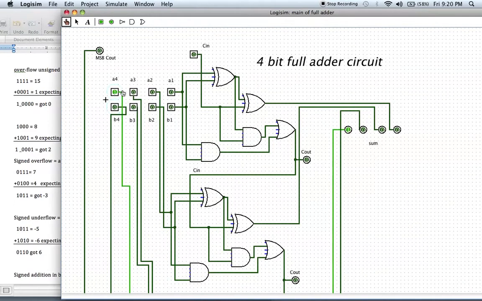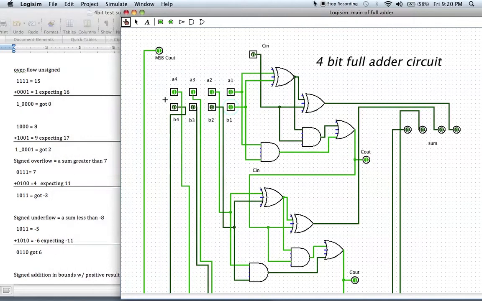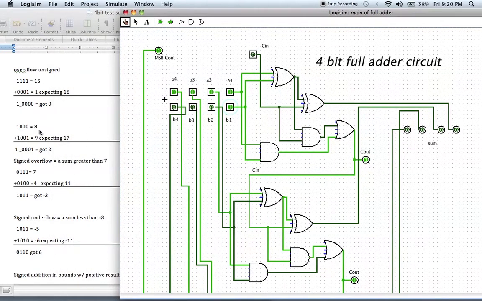So that would be 1, 1 plus 1, which does turn on that carry bit and clears out my sum to 0. So that checks out. Here's another one here.